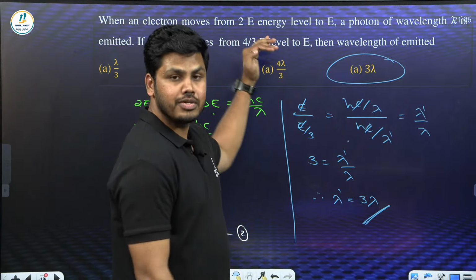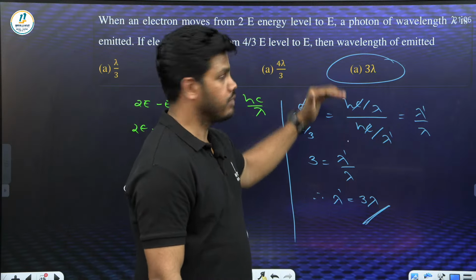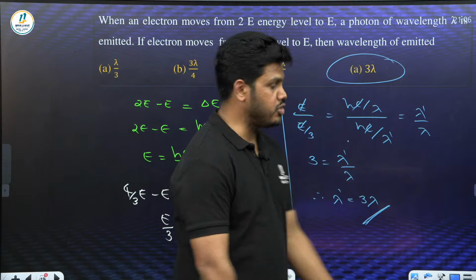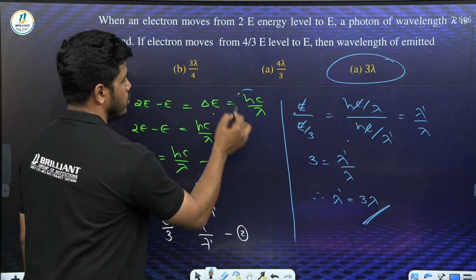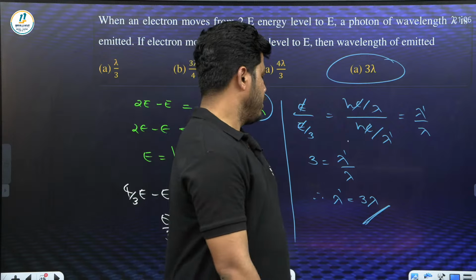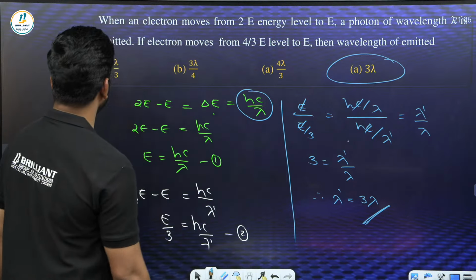So when electrons are transmitted from one energy level to the other, they emit energy which always can be equated to hc by lambda or h into nu, in terms of frequency, right? So let us try one more question.